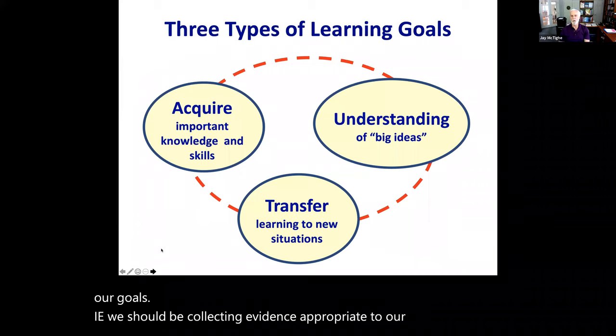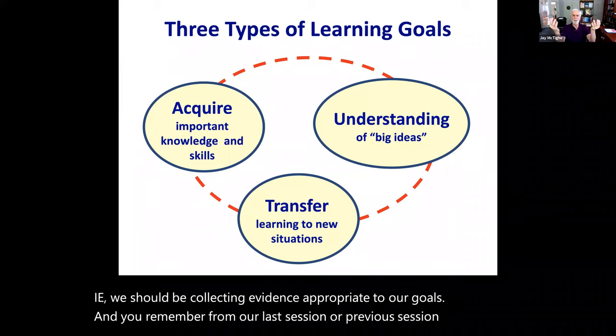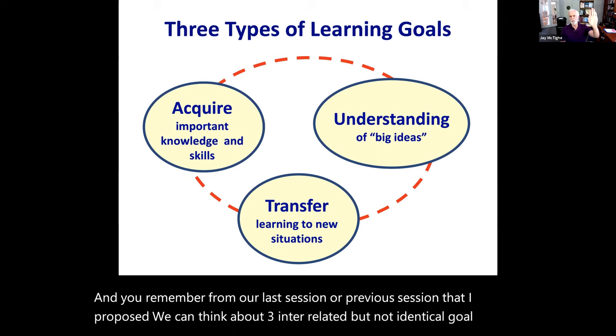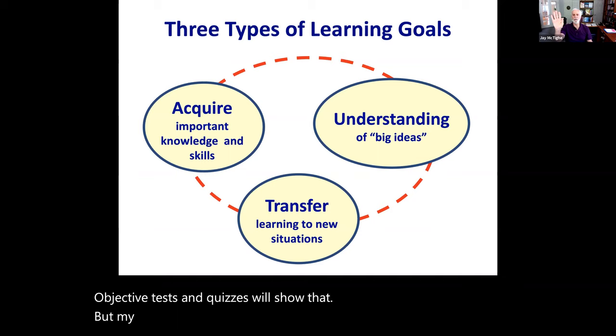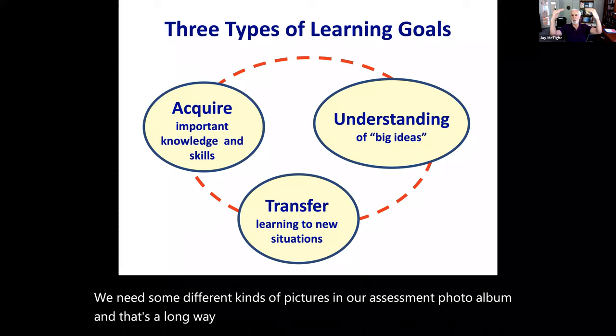And you remember from our last session or previous session that I proposed we can think about three interrelated but not identical goal types. So if I want to see if students have acquired important factual information, objective tests and quizzes will show that. But my contention is when we want to see evidence of understanding and transfer, we need some different kinds of pictures in our assessment photo album. And that's a long way of saying multiple choice or more generally objective tests may be insufficient.